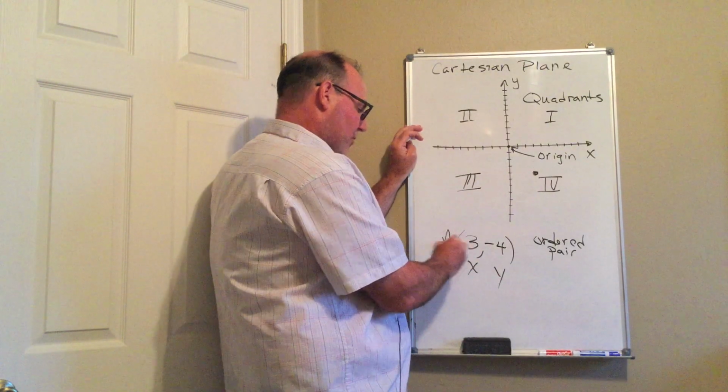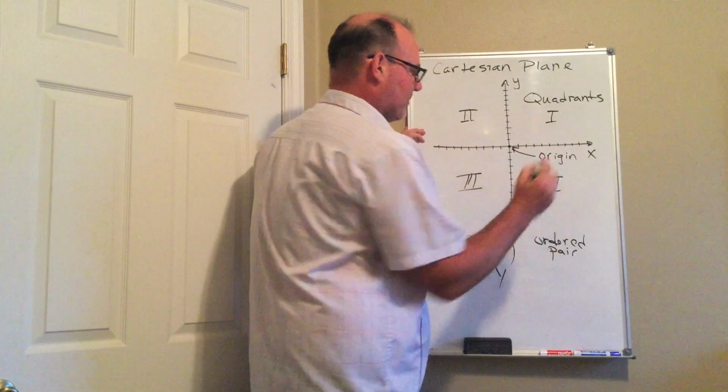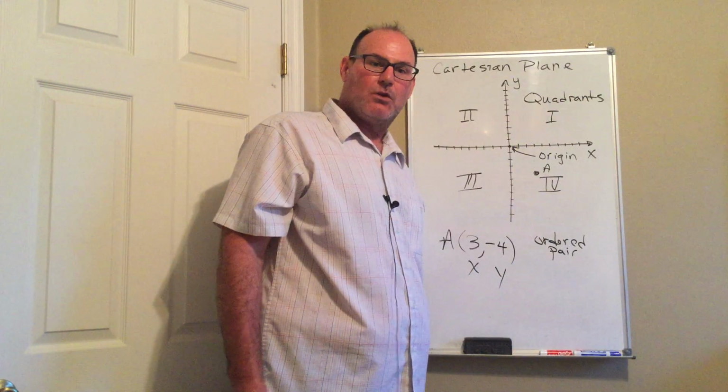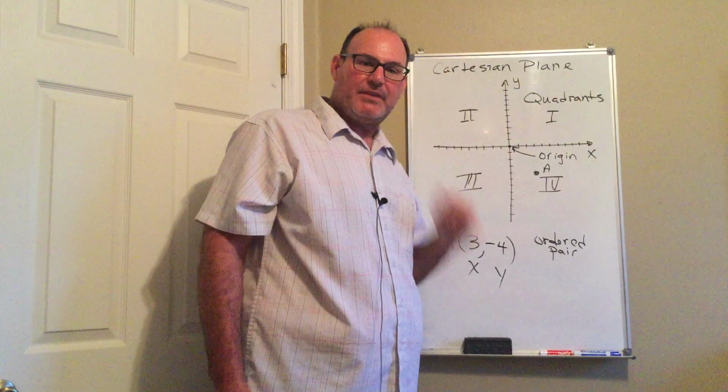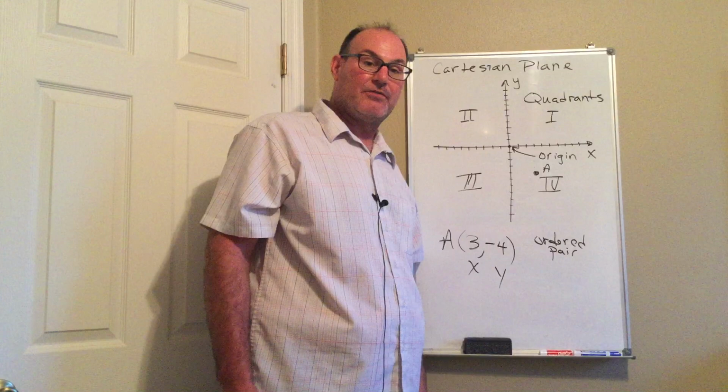If I had labeled my point A, then I would come up here and label it A so that everybody knows what I've just plotted. That is the basic terminology of the Cartesian plane.